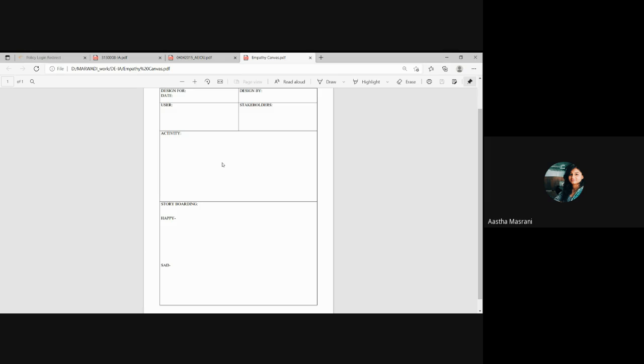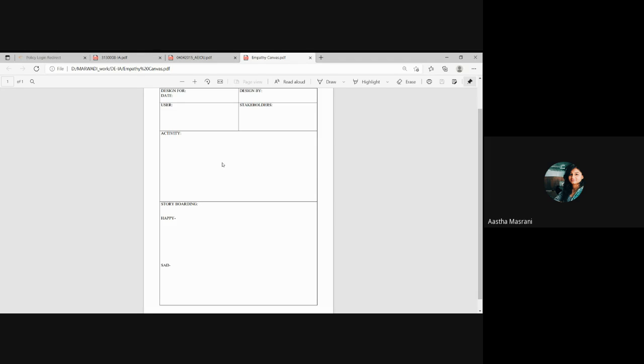Users and the stakeholders. Stakeholders, anybody who knows what stakeholders are? Stakeholders are those persons for whom you are making this application, and users are who are going to use it. They both are different. The stakeholder is the company and the user is the individual, right? The users who are using the application.